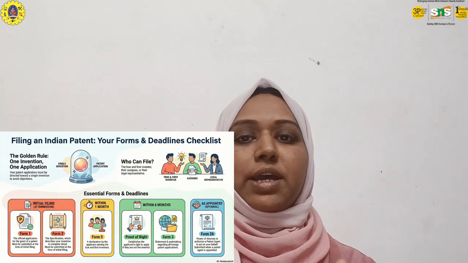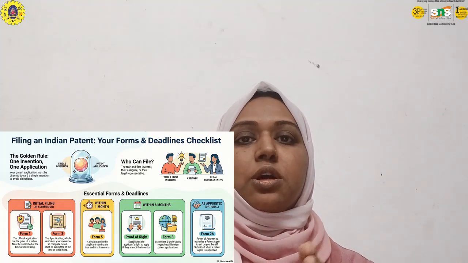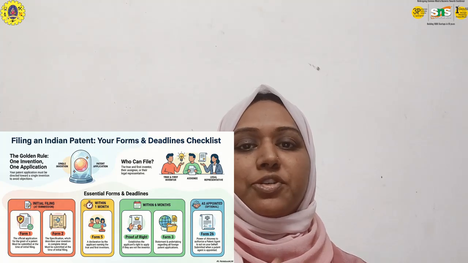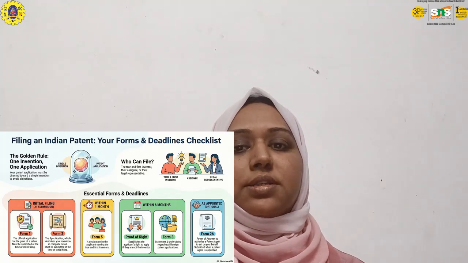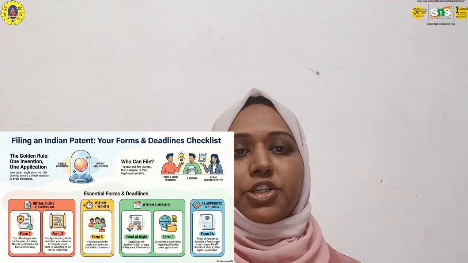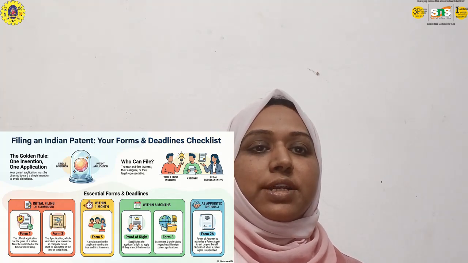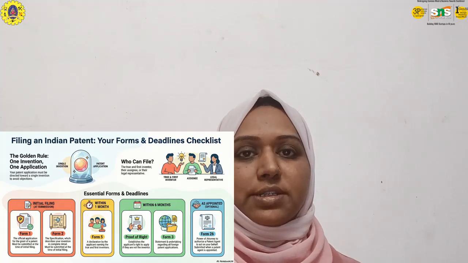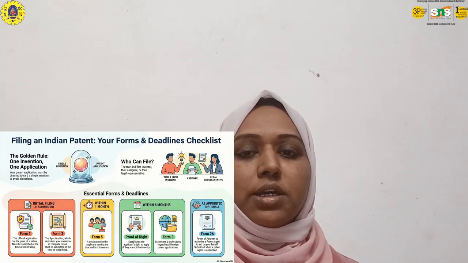So always we have two types of specification. One is a provisional specification, another is a complete specification. Once the ownership and inventorship are clearly established, the next requirement is to describe the invention itself. This is done by using Form 2, which contains the specification of the invention.